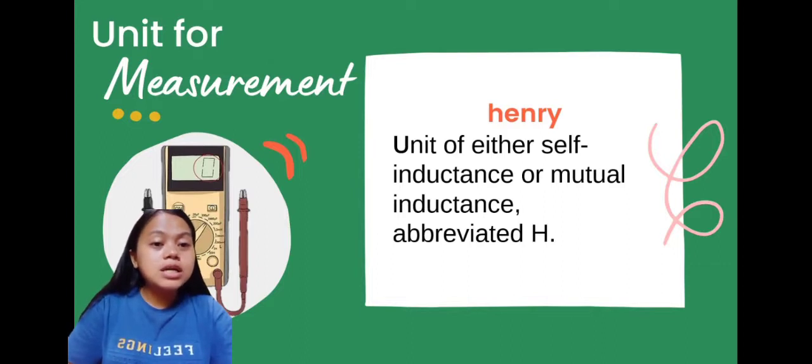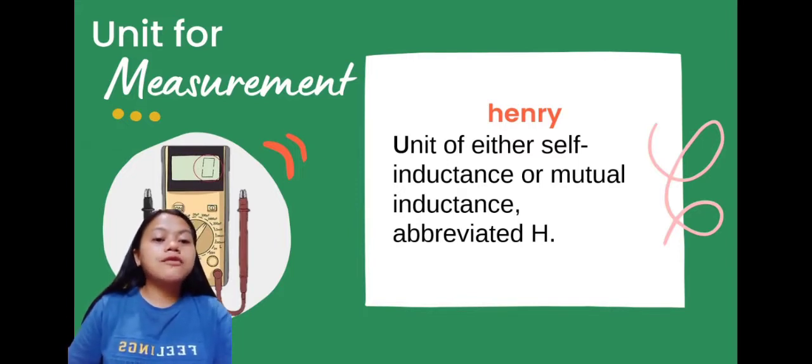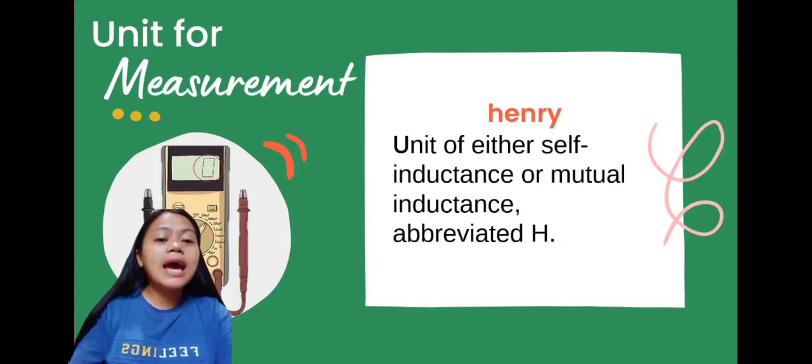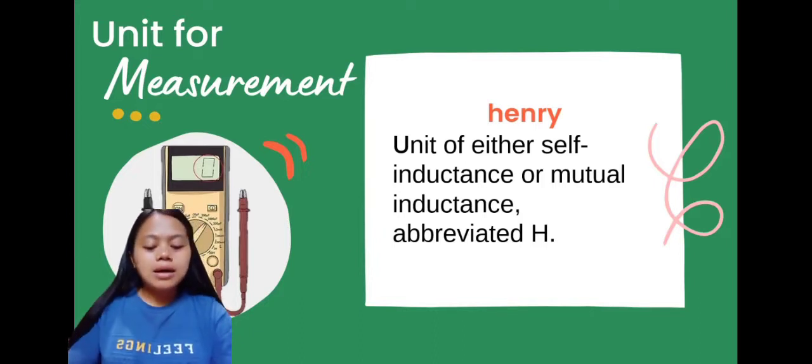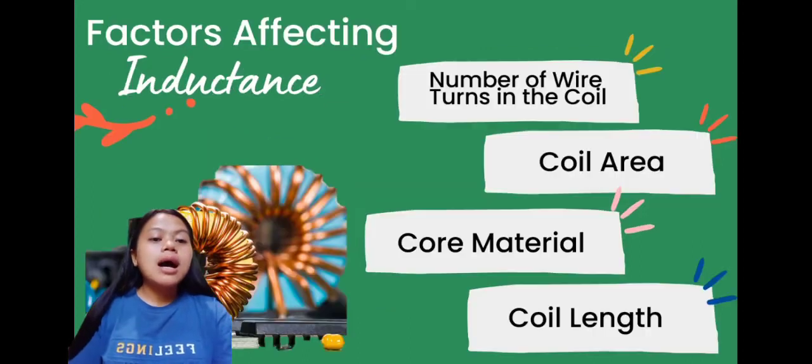And I'm here to discuss the unit for measurement and the factors affecting inductance. So let's talk first about the unit for measurement. By measuring the inductance, we should use an ohmmeter to find out the inductance in a coil, and the name of that unit is called Henry, which follows the person who discovered the inductance, which is Joseph Henry. And there are 4 factors affecting the inductance.